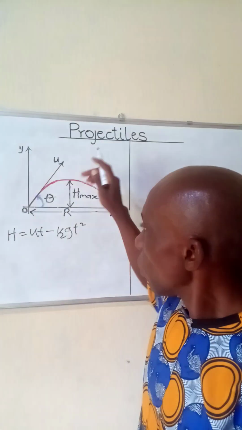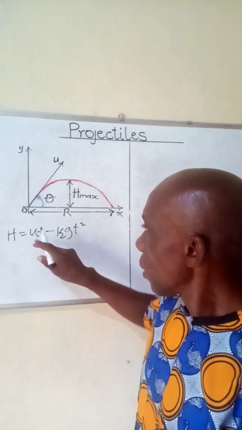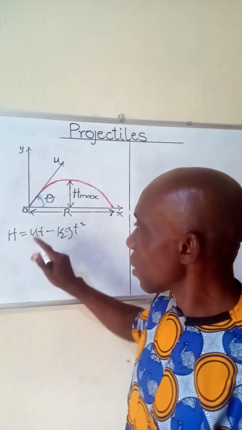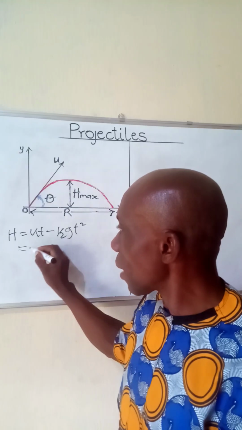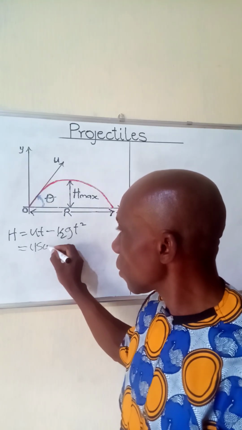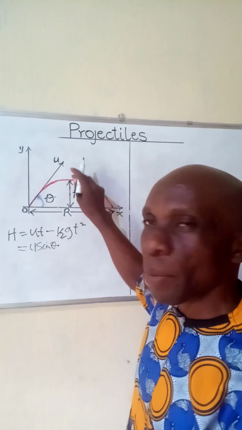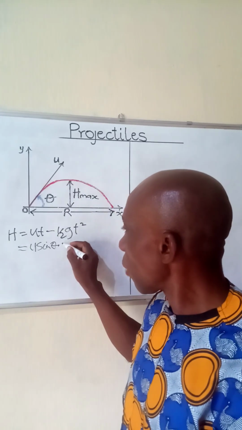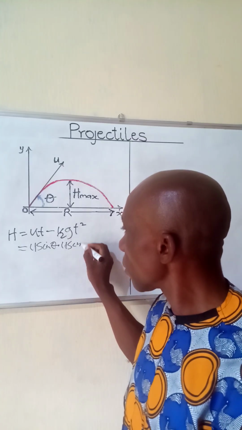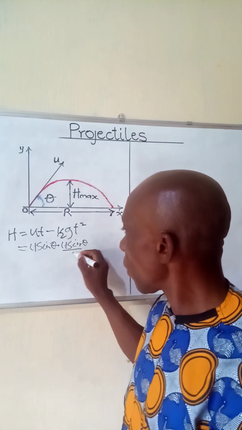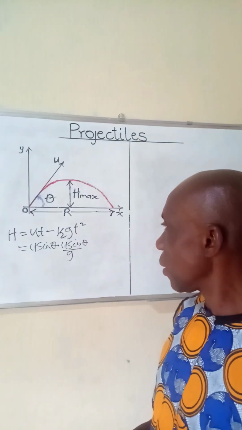Here, we need to get an equation for maximum height. What happens there? The component of initial velocity in the vertical plane, we derived that in the previous video. So we substitute that. That will be u sine theta. And then time, okay? Time will be the time taken to get to maximum height. That will be u sine theta over g. You remember that, u sine theta over g.